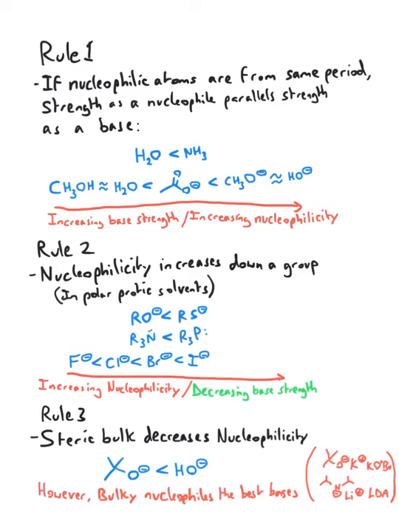I.e., if you have a lot of branching, you're going to have a much worse nucleophile than something linear with no branches. Furthermore, bulky nucleophiles tend to be the best bases because they are unable to act as a nucleophile and only as bases. Right? So that's why potassium tert-butoxide or LDA are the best bases to choose when you need to use a strong base.